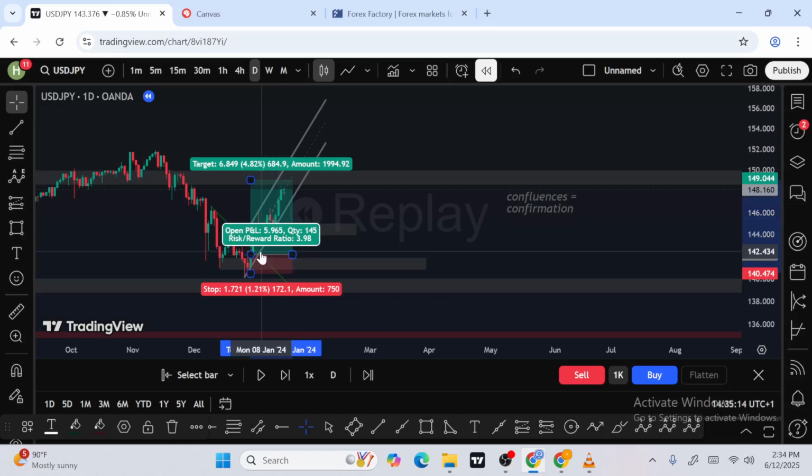Any of the liquidity. Do you get it now? This is on the daily time frame. Whatever we are analyzing here is what you do on your smaller time frame, your execution time frame. Do you get it now?